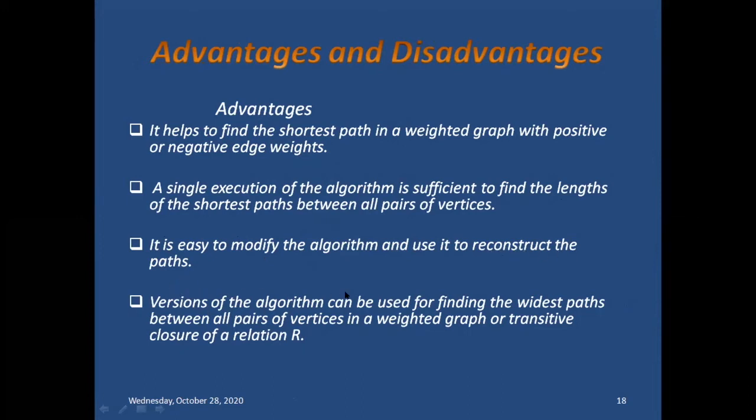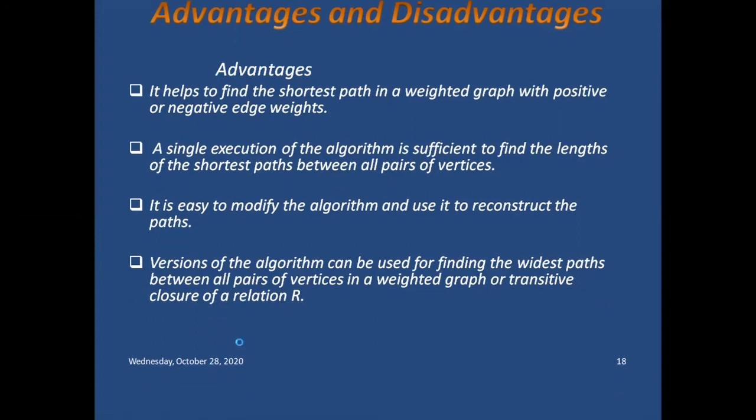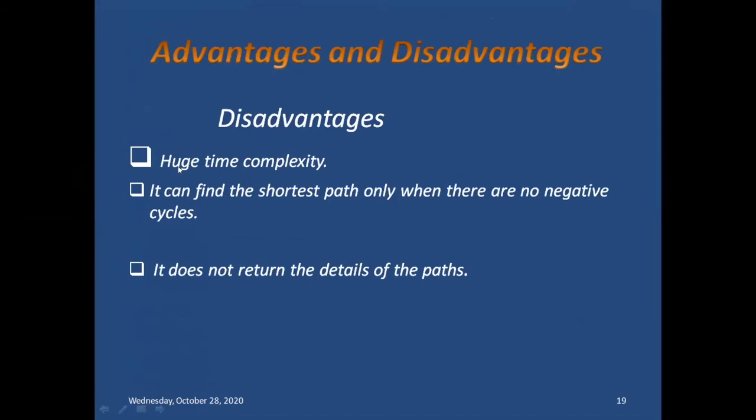A version of the algorithm can be used for finding the widest path between all pairs of vertices in a weighted graph, or the transitive closure of a relation R. Now the disadvantages of the Floyd-Warshall algorithm. The first disadvantage is its huge time complexity. And next, it can find the shortest path only when there are no negative cycles. And it does not return any details of the path.